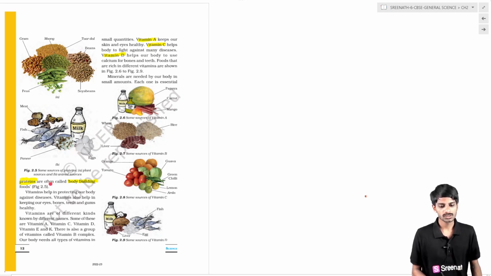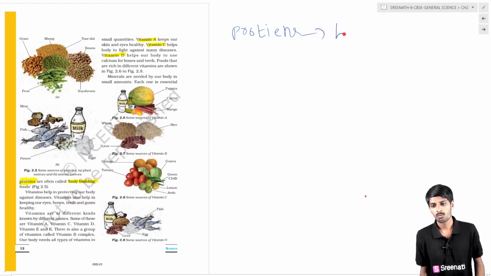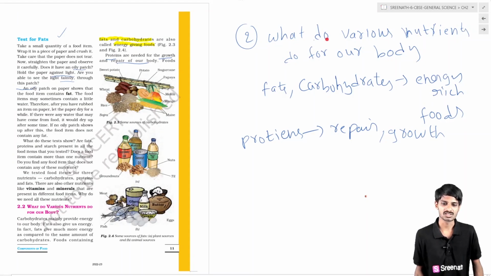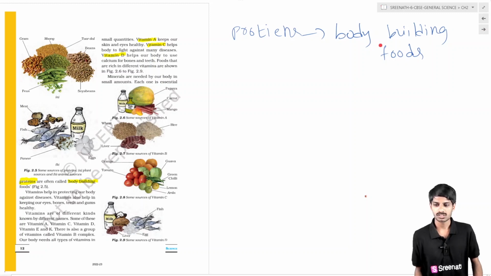Now proteins are often called body building foods. What do we call proteins? Body building foods. What do we call fats and carbohydrates? They are called energy rich foods. Proteins are called body building foods. In addition to these, we need some more: vitamins and minerals, dietary fibers and water also.